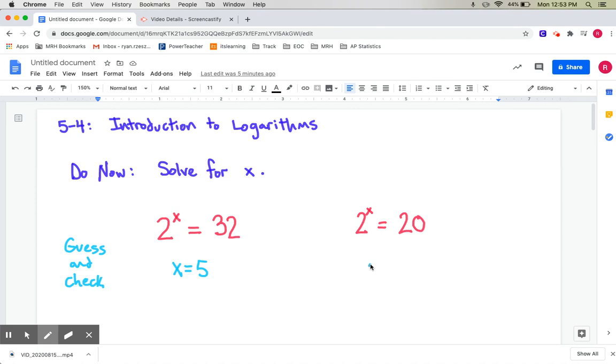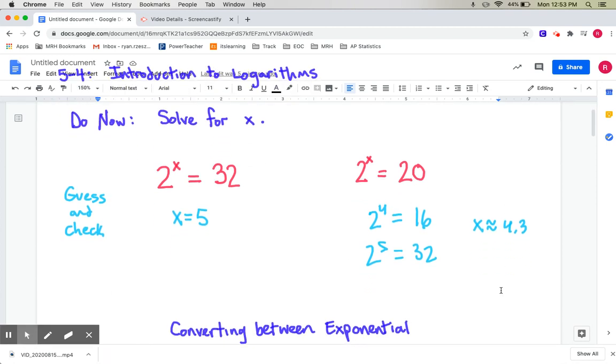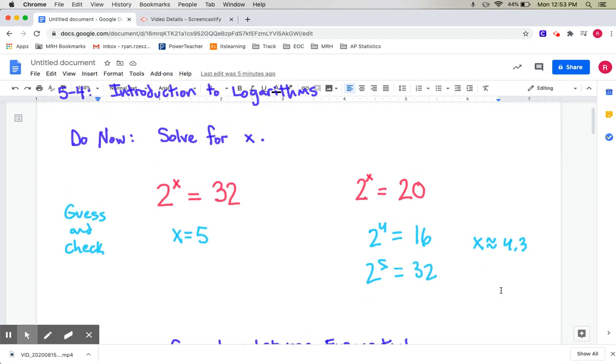So here, just in terms of what I'm going to write down, I know it's got to be between 4 and 5. And we found out that it was actually closer to like a 4.3-ish just by guessing and checking. But we need a better strategy for solving exponentials. In order to do that, we are going to need to introduce a new concept called a logarithm.